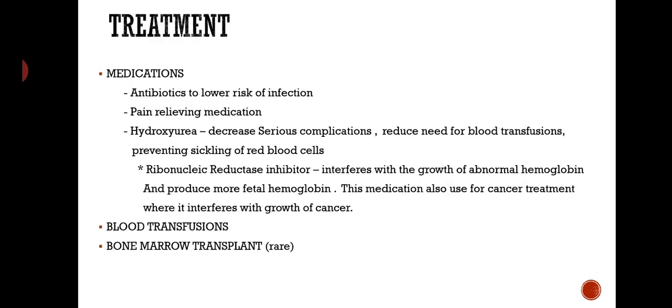Now let's move towards the treatment. In treatment and medication, we use antibiotics to lower the risk of infection, pain relieving medication, and hydroxyurea, which decreases serious complications, reduces the need for blood transfusions, and prevents the sickling of red blood cells. This ribonucleotide reductase inhibitor interferes with the growth of abnormal hemoglobin and produces more fetal hemoglobin. This medication is also used for cancer treatment, where it interferes with the growth of the cancer. Then the second choice is blood transfusions, and the last one is bone marrow transplant, which is very rare.